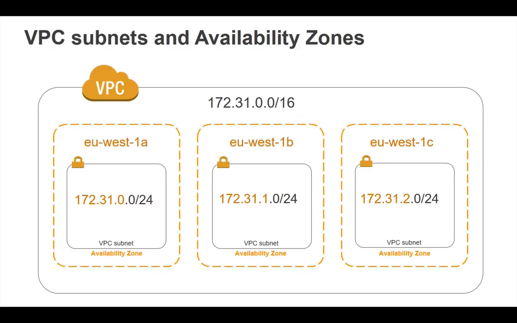So let's talk about the subnets. We have one big range of IP addresses here, /16. This is a big range of IP addresses for the VPC.